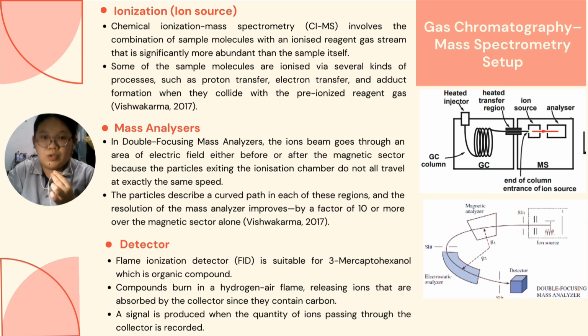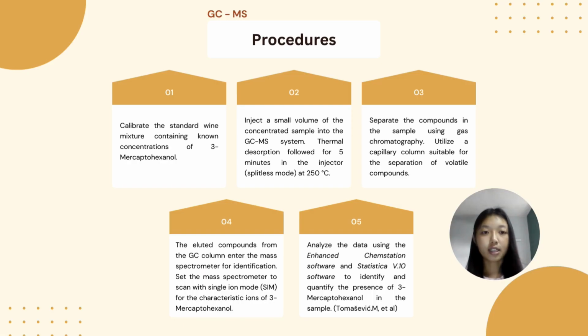For the detector, we use flame ionization detector because it is suitable for our analyte, which is an organic compound. A signal is produced when the quantity of ions passed through the detector is measured. As for the procedure in handling GCMS, first of all, calibrate the instrument using a standard wine mixture containing known concentration of 3-methylhexanol, followed by a small volume of the concentrated sample being injected into the system.